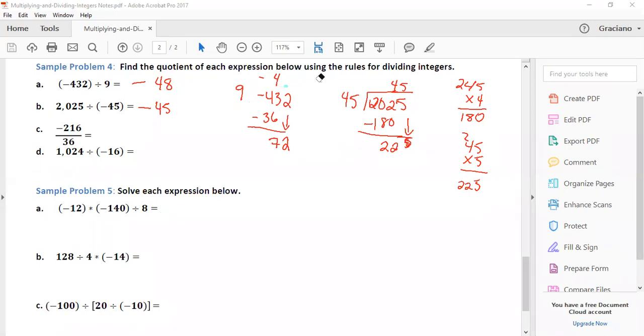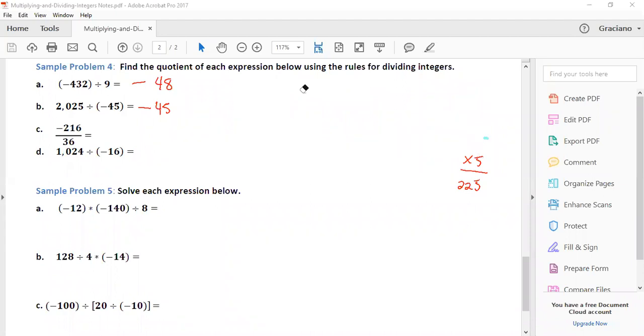I'm going to create some space for us to do some more work. I'm going to erase these. Now we're going to move on to letter C. In letter C, I'm dividing a negative by a positive, so I know that my answer will be negative. So I'm going to do 36 into negative 216. My answer is going to be negative. I'm going to go ahead and indicate that.